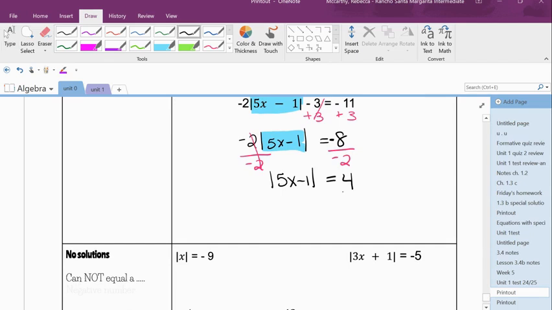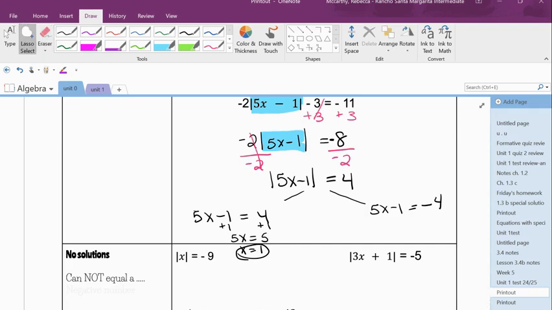Okay, and now I have my two cases. Notice I didn't put my boxes for you, so this is where you're going to make sure you do that setup. So I have 5x minus 1 is equal to my positive case, and 5x minus 1 is equal to my negative case. And I'm going to solve them. So plus 1, and I get 5x equals 5 and x equals 1. Sorry, I missed that step, but I'm running out of room.